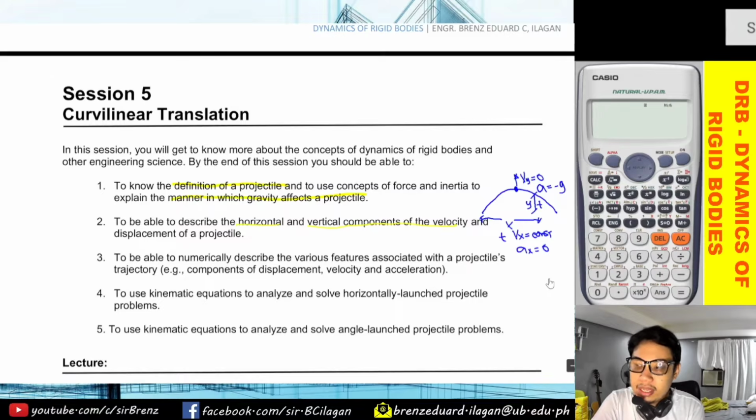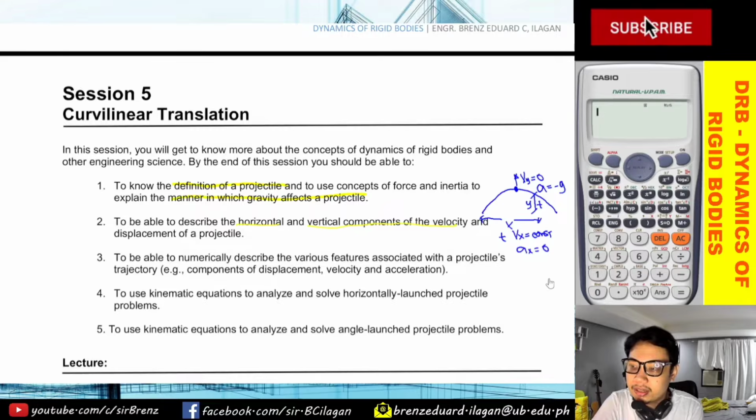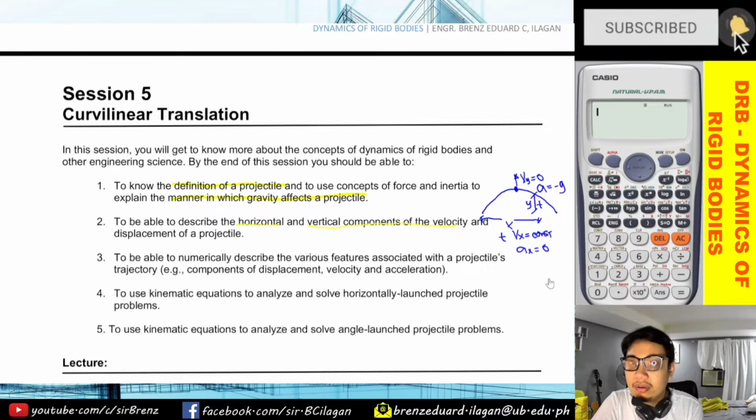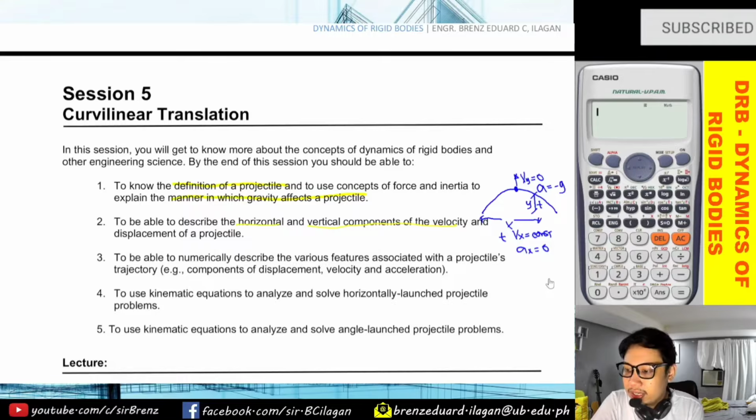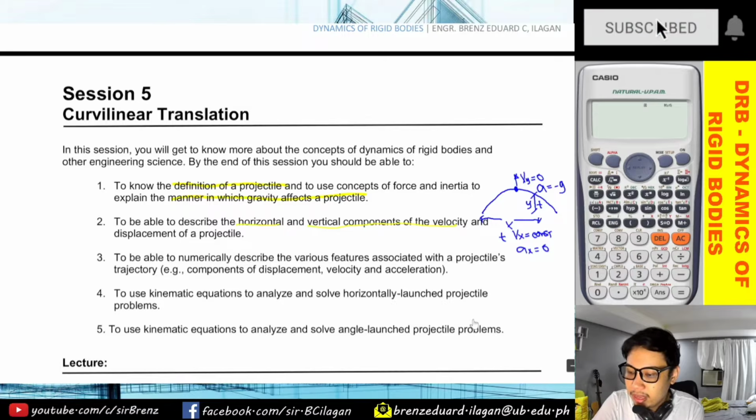Gaya ng una, just in case lang na makalimutan, there's a way para ma-derive yung mga formulas na to. And to avoid nga na madagdagan yung sasauluhin nyo, dito ko nga ituturo sa inyo yung diskarte na paghahaluin lang natin yung free fall at saka rectilinear translation. Next, number 4. To use kinematic equations to analyze and solve horizontally launched projectile problems. And for number 5, to use the kinematic equations to analyze and solve the angle-launched projectile problems.